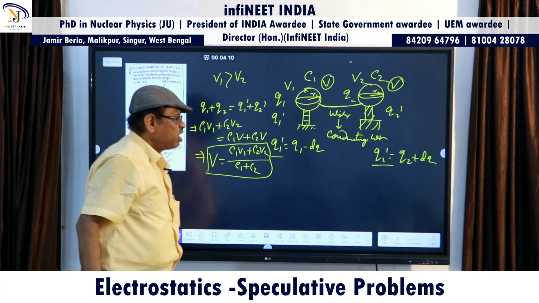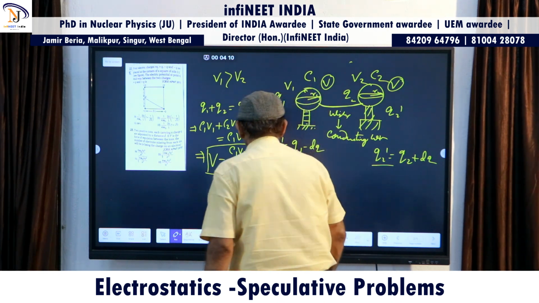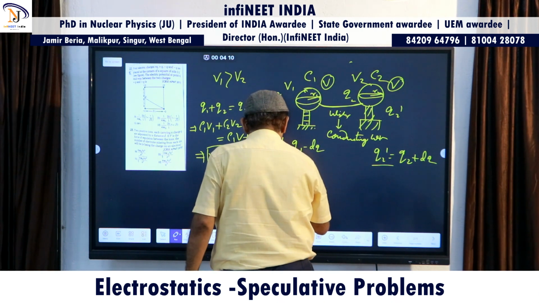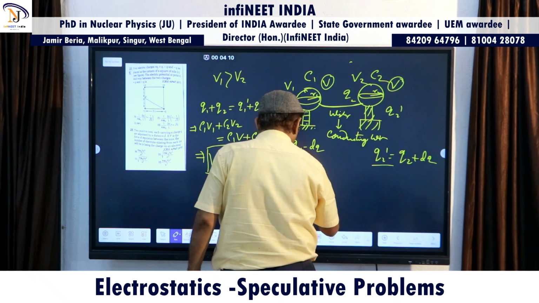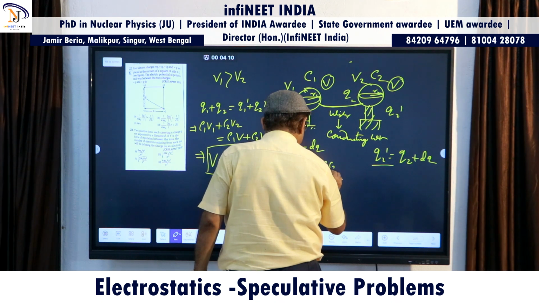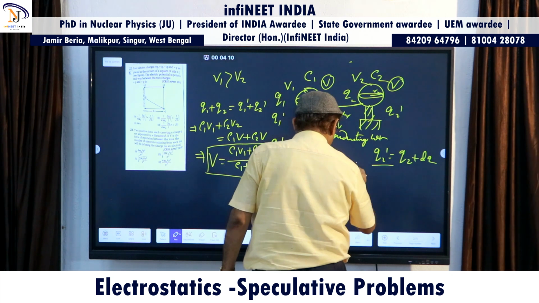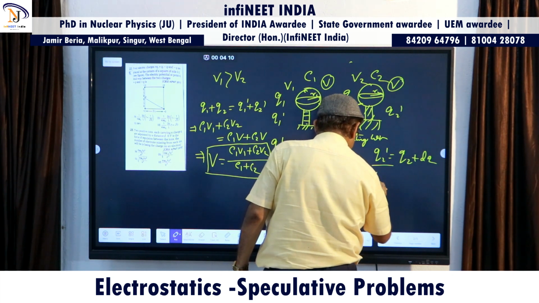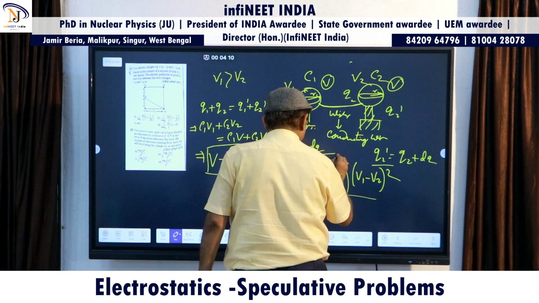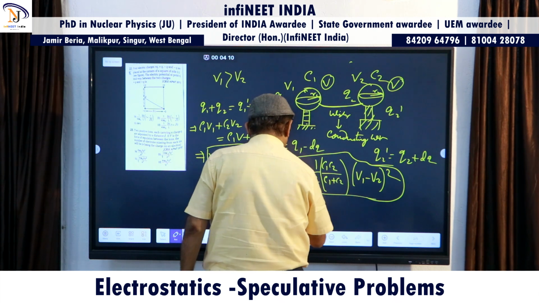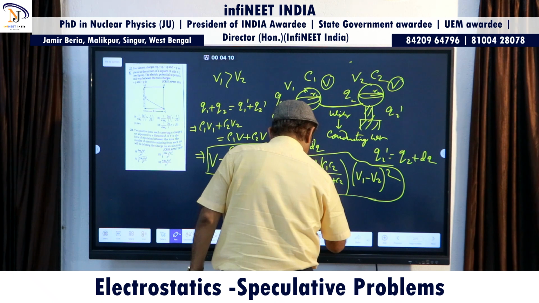What is the loss of energy in the capacitor? Loss of energy is nothing but delta energy loss equals half, C1 C2 by C1 plus C2, into V1 minus V2 whole square. This is the energy loss, the loss of energy in a capacitor.